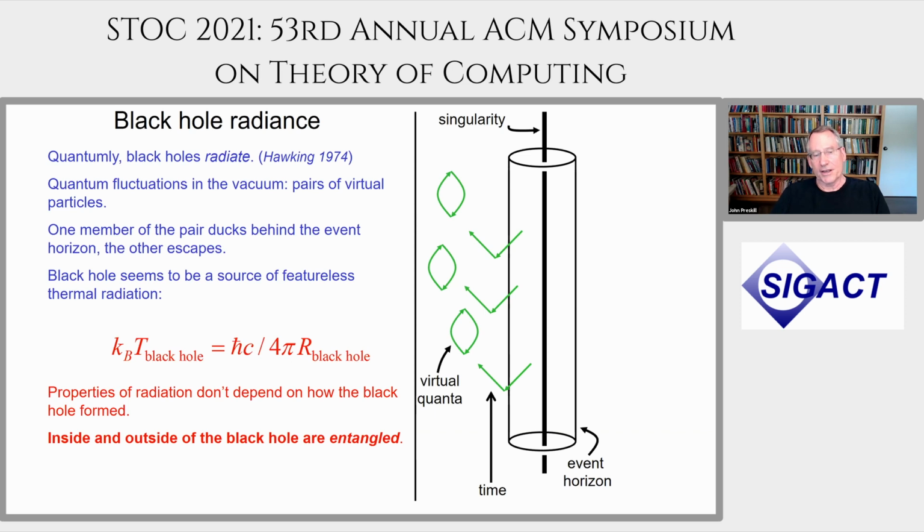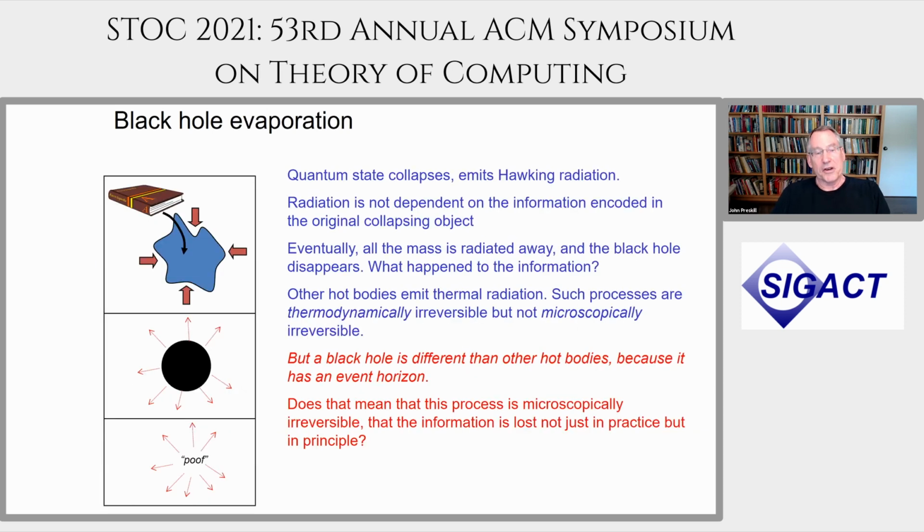In fact, according to semi-classical theory, it's a completely featureless thermal state, revealing no information about how the black hole formed, with a characteristic temperature such that the wavelength of the radiation is comparable to the size of the black hole. So that means we can consider the disturbing scenario in which we encode some information in the quantum state of some matter, allow that matter to undergo gravitational collapse to form a black hole, which then begins to emit Hawking radiation. And after a suitably long time, it radiates away all of its mass and disappears.